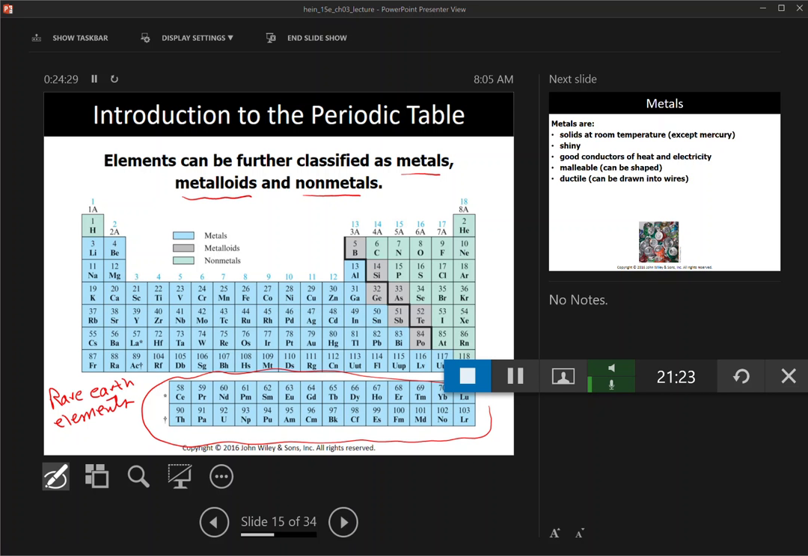So rare earth elements are also metals. The reason we put them down here is because their physical and chemical properties are very different from transition metals and main group metals. You won't hear much about rare earth elements in this class. When you take more advanced chemistry classes, you hear more about them. But rare earth elements have very interesting magnetic properties, and most of the electronic devices that we use have rare earth elements in them.